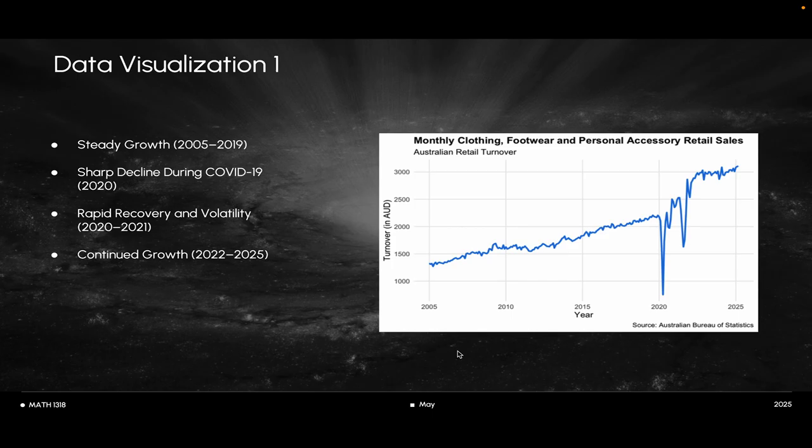Data visualization. This time series visualizes monthly retail sales for clothing, footwear, and personal accessories in Australia from 2005 to 2025. We observed a strong upward trend with a sharp dip around 2020 due to COVID-19, followed by a rapid rebound. This highlights both long-term growth and the impact of external shocks.